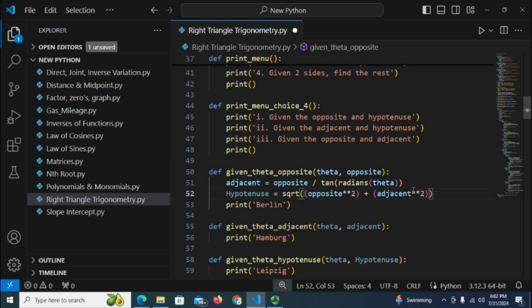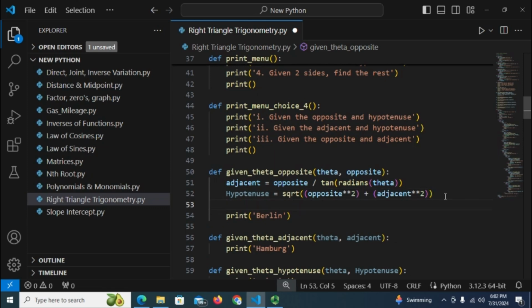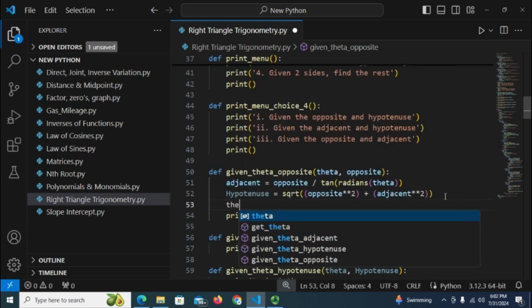All right, so that is hypotenuse from the Pythagorean theorem. So it's the square root of the opposite squared plus adjacent squared. And then to calculate theta 2, this is the theta that is not opposite. It's the second theta. We have three angles in the triangle. The third one is the right angle.